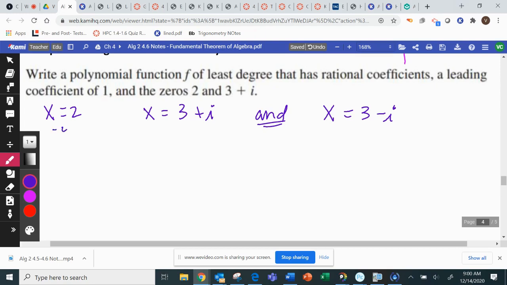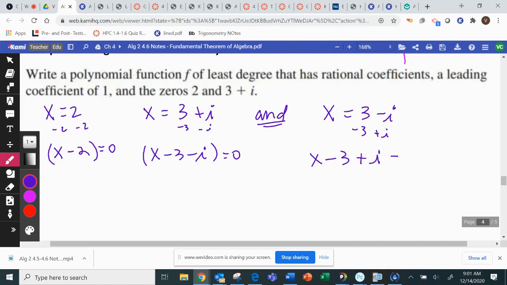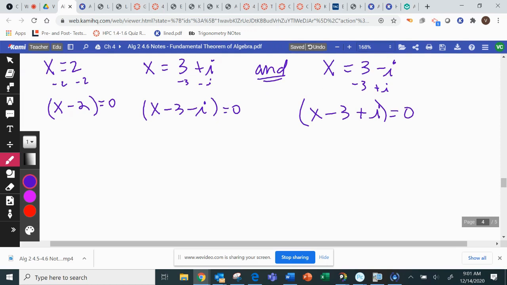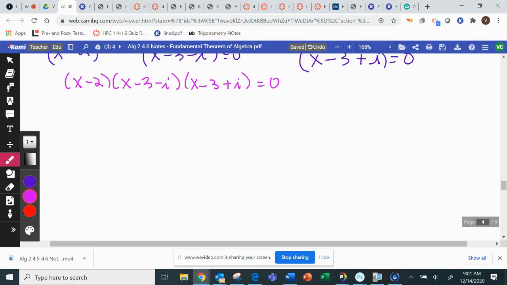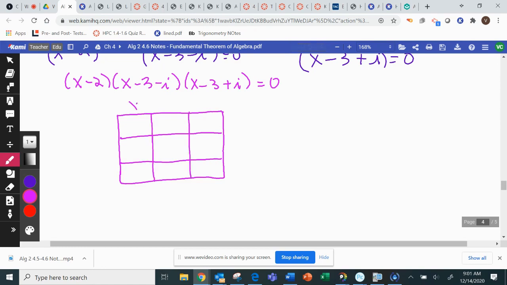I will write those as factors. So x minus 2, x minus 3 minus i, and x minus 3 plus i, equals 0. Okay, and then we're going to multiply those back together. So I know it sounds strange, but we're going to multiply the two together that are more complicated because it will make our life much easier to get these guys out of the way. So I'm going to multiply together x minus 3 minus i with x minus 3 plus i.